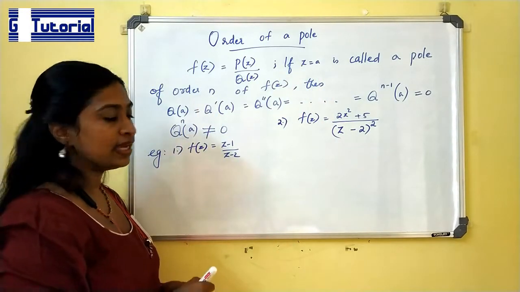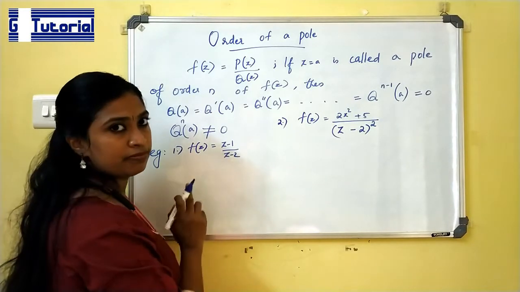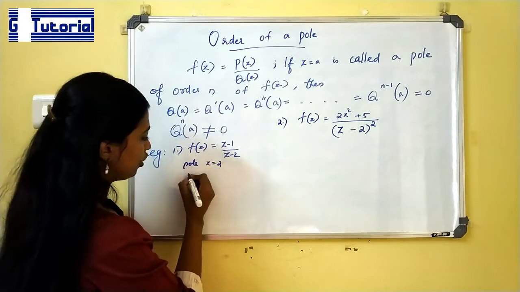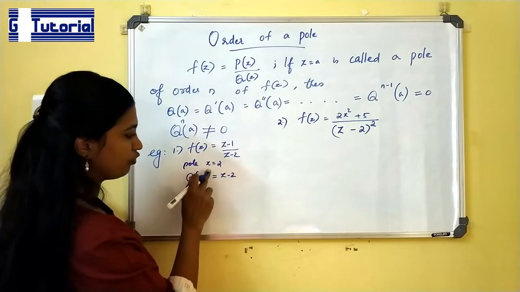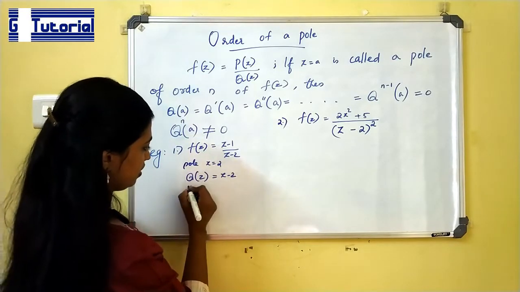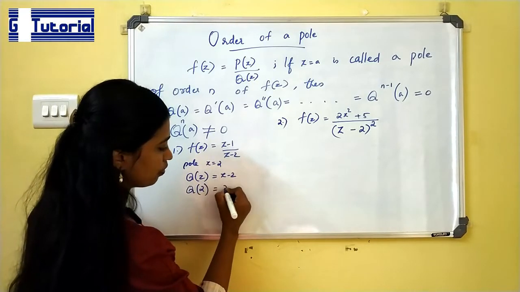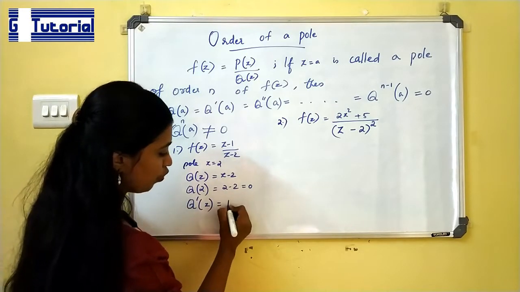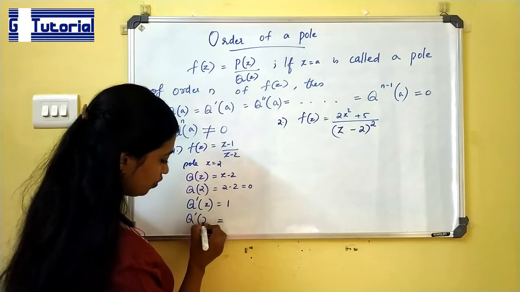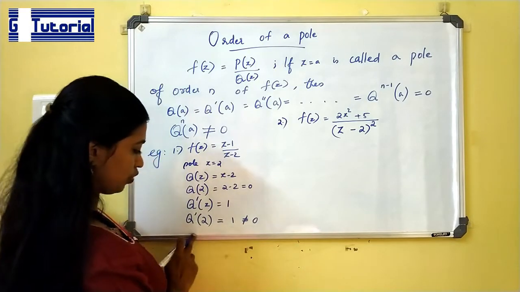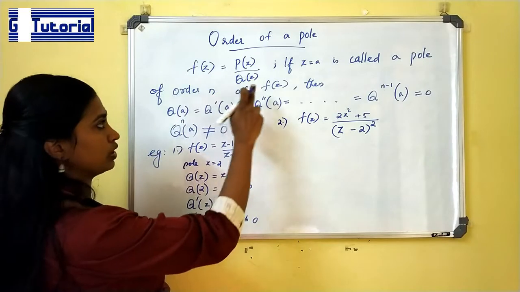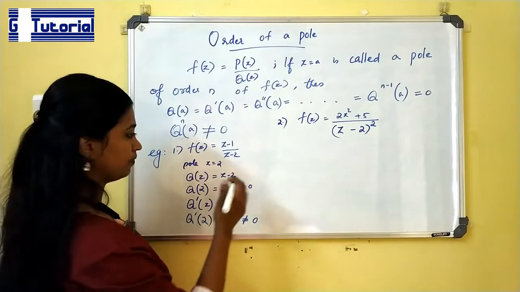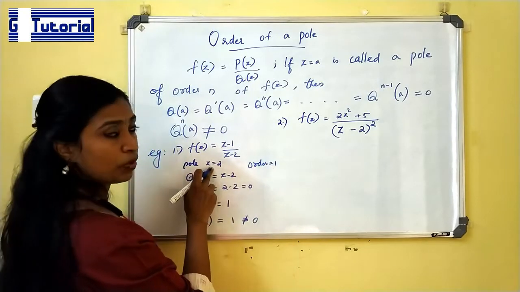Then that pole is called a pole of order n. We can see an example to understand this clearly. If the function f of z is z minus 1 by z minus 2, here the pole is z is equal to 2. The denominator q of z is z minus 2. We have to find the order of this pole z is equal to 2. For that, q of a, here a is 2, q of 2 is 2 minus 2, which is equal to 0. You can see the first derivative, q dash of z, is equal to 1, so q dash of 2 is equal to 1, which is not equal to 0. Here q dash of a is not equal to 0. So the order is 1. Order of this pole z is equal to 2 is 1.